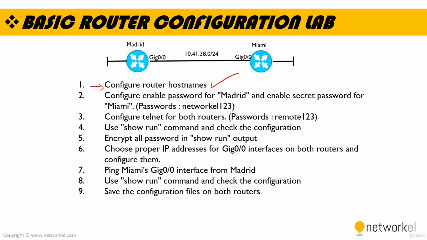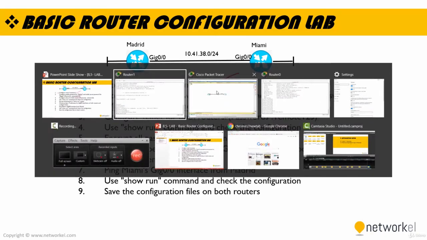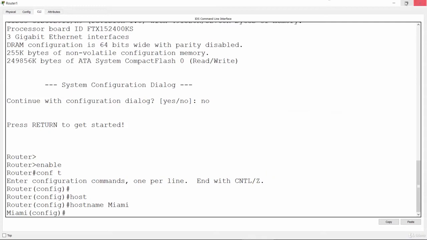Step 2: configure an enable password for Madrid and an enable secret password for Miami. And the passwords are the same: Network EL123. Okay, do we remember how to configure that? You will remember, even if you don't remember right now.